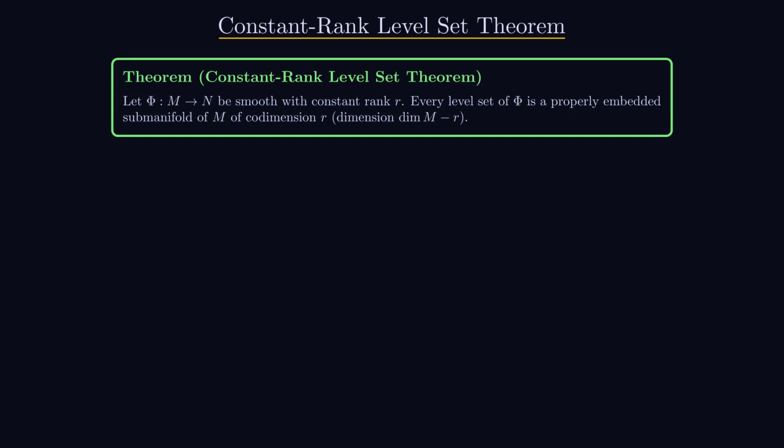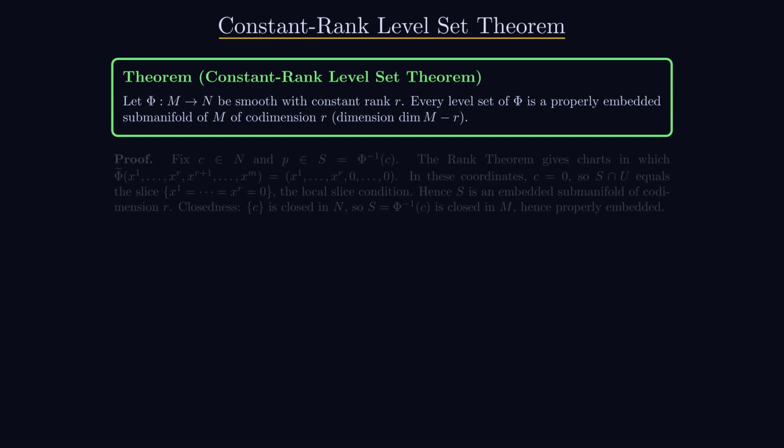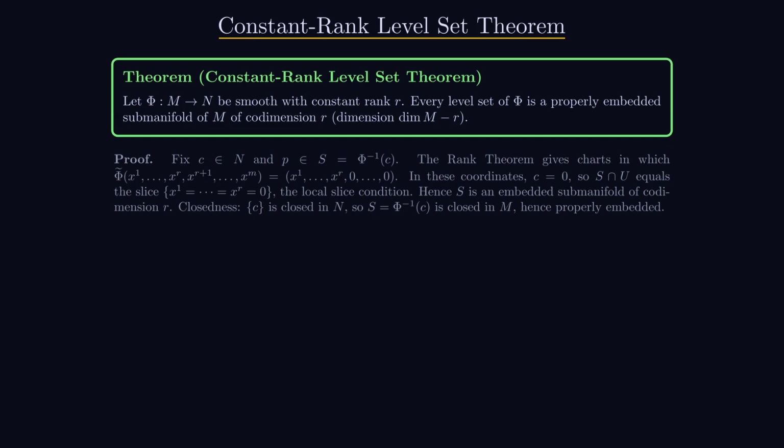For any P in S, the rank theorem provides smooth charts for M centered at P and for N centered at C, in which the coordinate representation of phi is the standard projection. The first R coordinates are projected out and the rest are sent to 0. In these coordinates, C corresponds to 0 in R^n. The level set S intersected with the chart domain is therefore the set where all of x1 through xr are 0, a coordinate slice of codimension R.